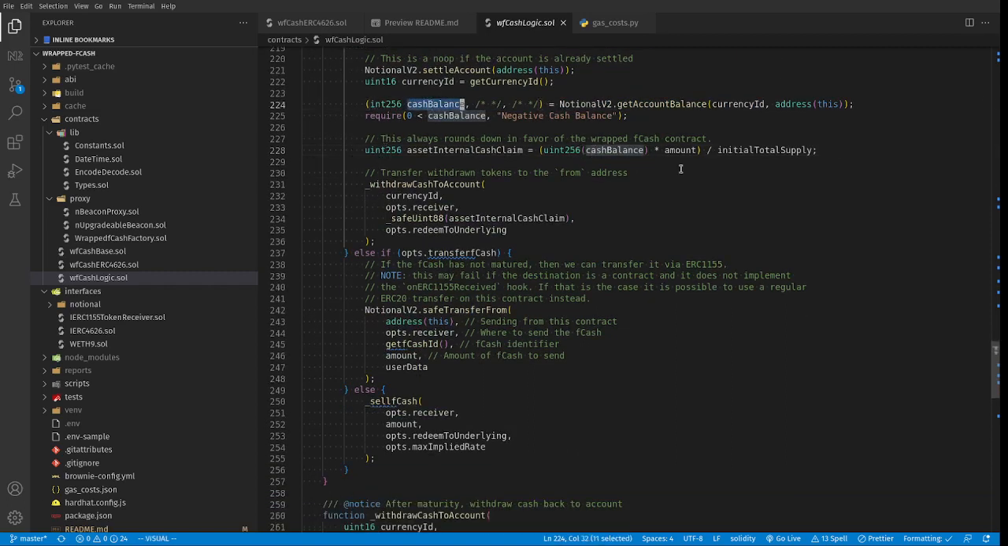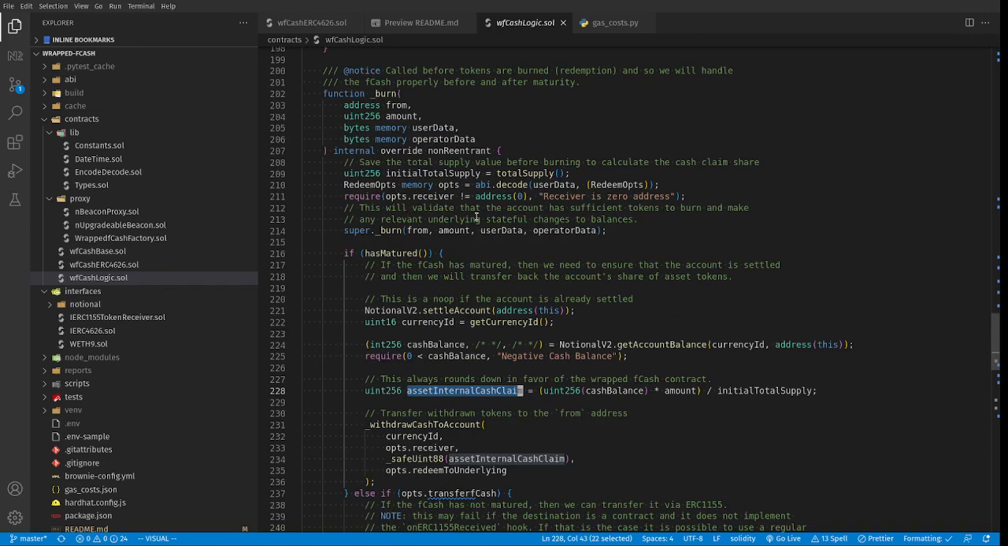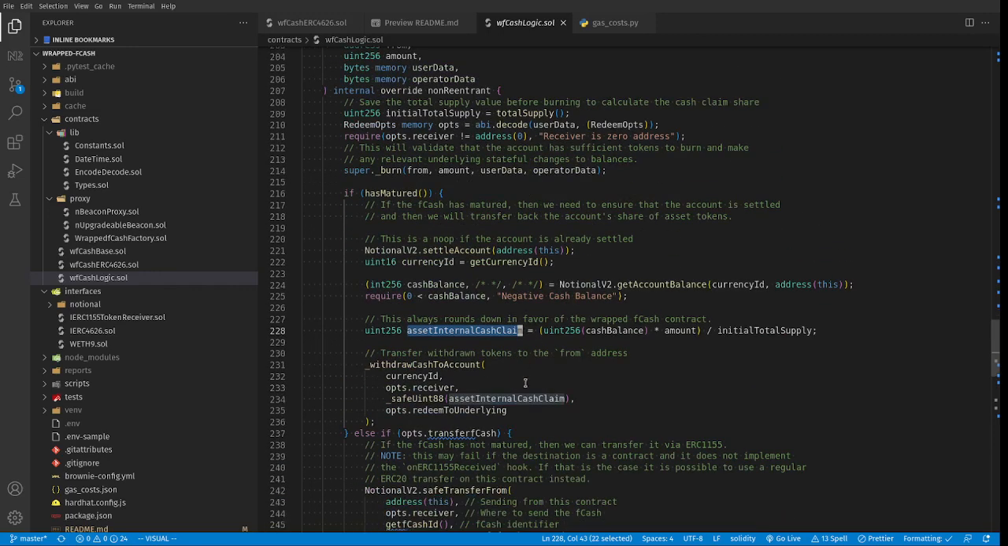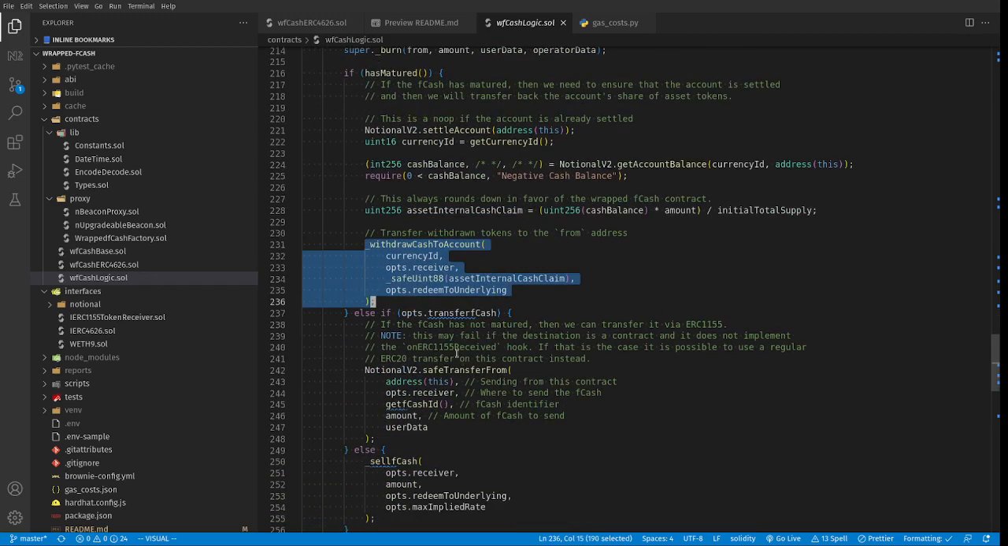So the cash balance here is going to be denominated in C tokens. So if there's 50 million C tokens, what you get is a proportional share of the fCash that you're redeeming to the total supply. This is the total supply before we burnt your tokens here, and then we'll withdraw that cash to your account.